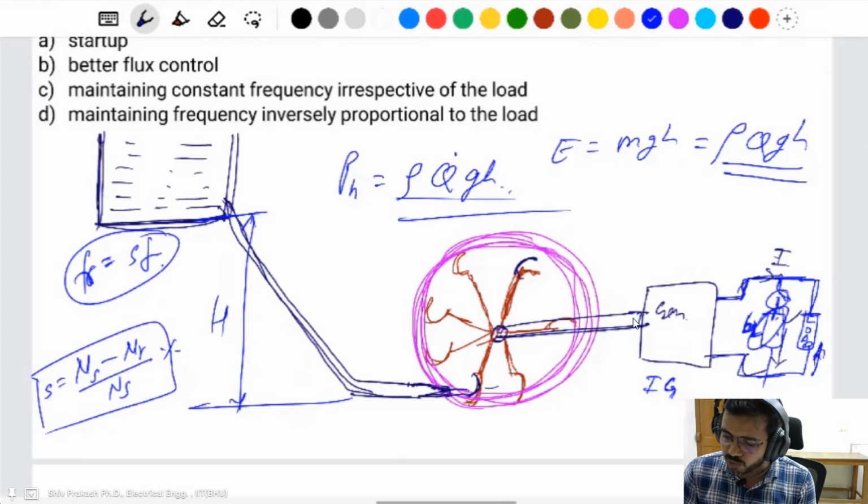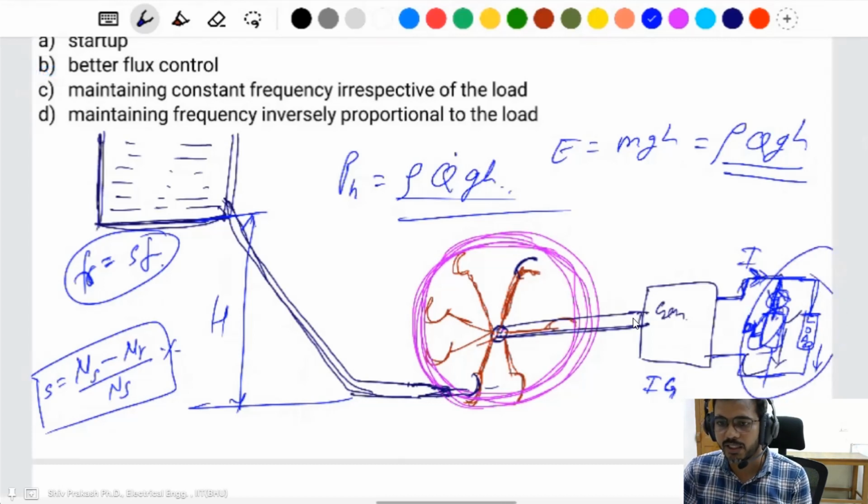Suppose some of the load is suddenly disconnected from the system. At that time the ballast load is connected, some amount of current will flow there, and it will work like a load. Then the output current will be maintained at the same value. In all conditions, even when the load varies in a transient condition, the overall current will be the same. That's why the frequency will be maintained at 50 hertz only.